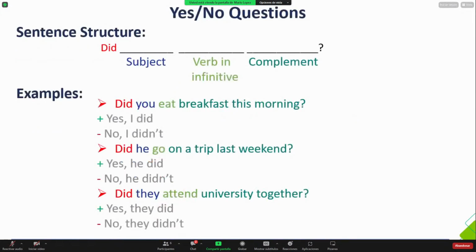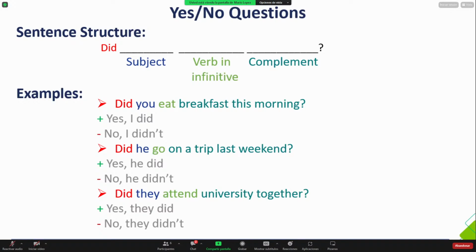Then we have the questions, yes, no questions. In the case of the yes, no questions, we start the sentence with did. Empezamos la oración con did. Then the subject, then the verb in infinitive too. And then the complement. O sea, en preguntas, iniciamos la oración con el did, luego el sujeto, luego el verbo otra vez en infinitivo. Not in past, no en pasado. En infinitive. And then the complement.